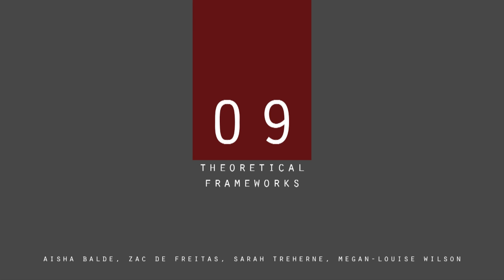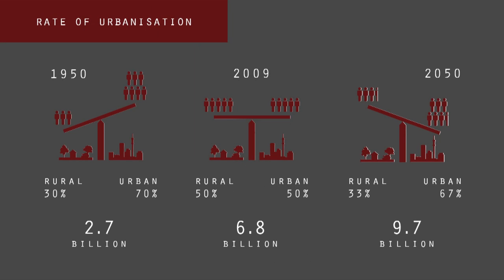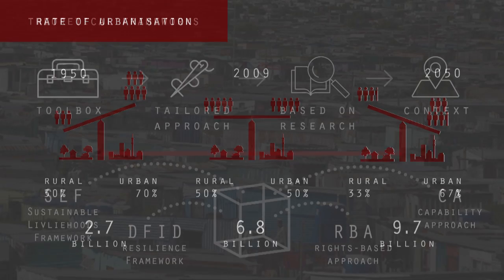Group 9, Theoretical Frameworks. 2009 marked the first time in the history of humanity where globally more people were living in urban areas than in rural. By 2050, the urban population will likely be the same as the world's total population was in 2004. This massive influx of people to urban centers, particularly in the developing world, poses an important developmental challenge.